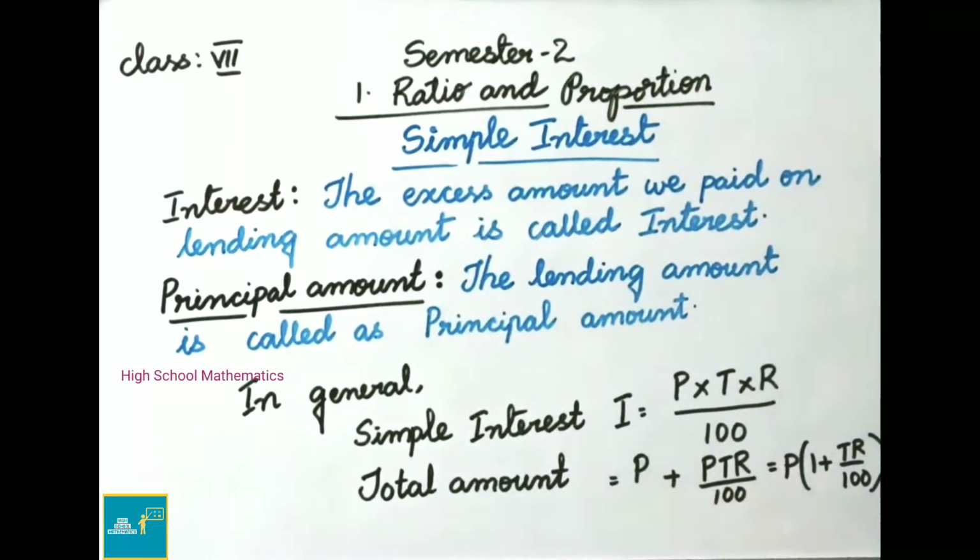In general, simple interest, denoted with capital I, equals P into T into R by 100. That is I equal to PTR by 100, where I is simple interest, P is principal amount, T is time, and R is rate of interest. And the total amount formula is P plus PTR by 100. Taking P as common, that equals P into (1 plus TR by 100). This formula is for finding the total amount, where P is principal amount, T is time and R is rate of interest. By using these formulas, we are going to solve the sums now.